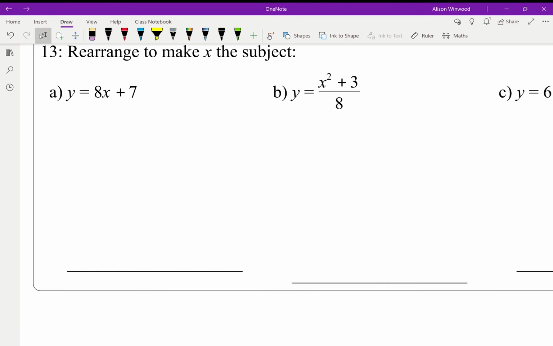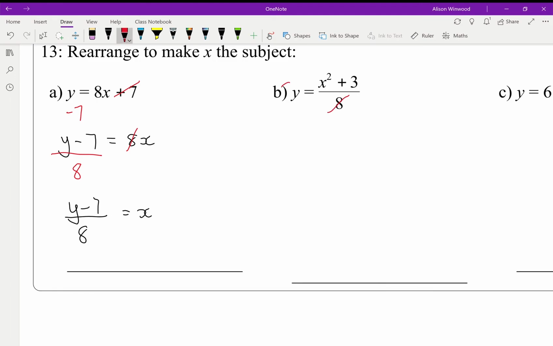If we have more stages, we just have to be careful about the order. So the opposite of add 7 is subtract 7. So y subtract 7 equals 8x. Opposite of multiply is divide, and I've got to make sure I divide everything. So y subtract 7 is all over 8 equals x.